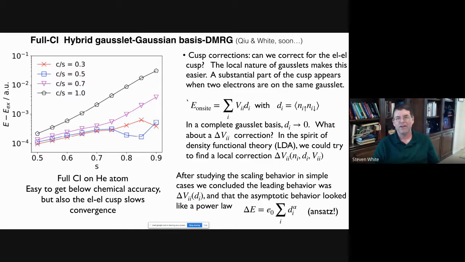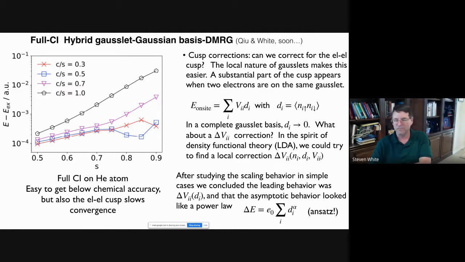Okay, so the energy of this system for that part of it, when two electrons are on the same Gausslet, looks like this, where this di is the double occupancy. And in a complete Gausslet basis, this double occupancy, the density per Gausslet, goes to 0. It's just per function. So what about a correction that looks like a delta VII? So we explored this a little bit. You can be inspired by the local density approximation and try to make it some sort of local function of some parameters.